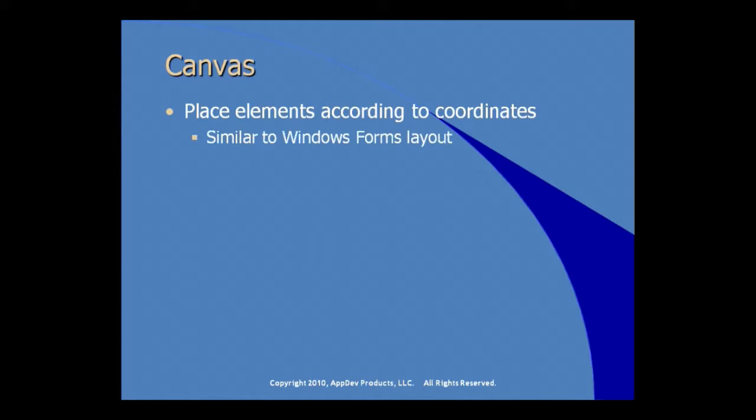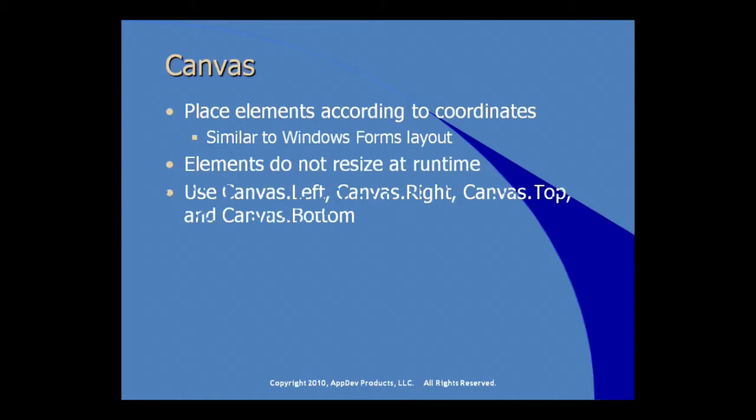The Canvas container differs from the previous containers because it places elements according to coordinates. So in that sense, it works like layout works in Windows forms. And because elements have fixed coordinates, they don't resize at runtime. To place an element where you want it, you set the canvas.left, canvas.right, canvas.top, canvas.bottom properties.